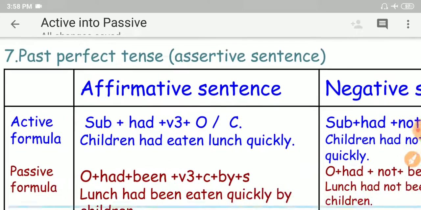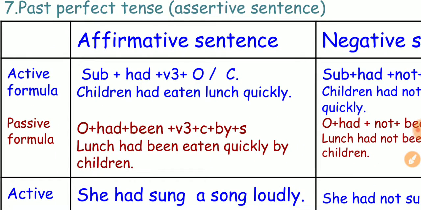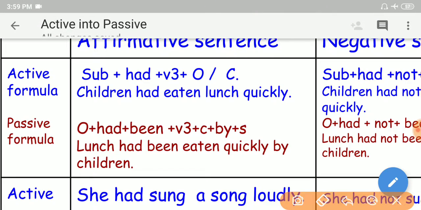We have learnt already present perfect. So what is the formula of present perfect? Subject plus have or has plus V3 plus object or complement. Here what do we use for past perfect? Subject plus had plus V3 plus object or complement to be used.